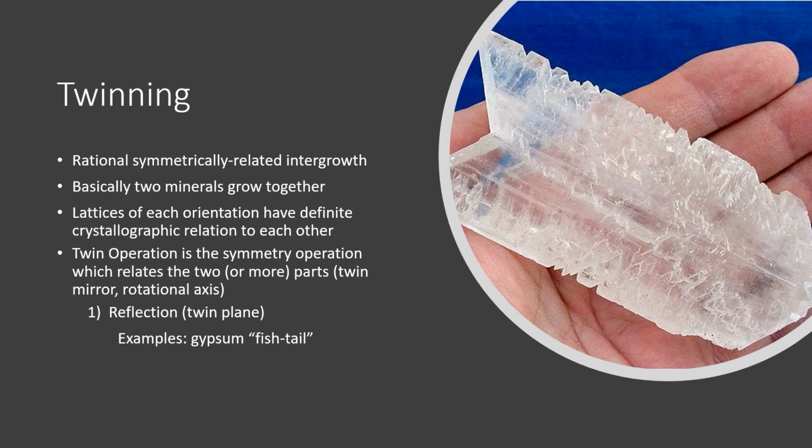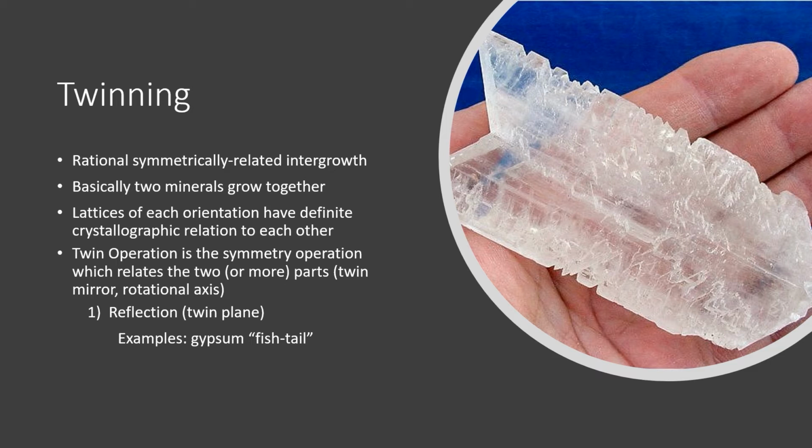Twinning is interesting. Twinning is pretty cool. Rational, symmetrically related intergrowth. That's what twinning is. Basically, it's two mineral crystals that grow together. Okay, so it'll be of the same mineral. So lattices of each orientation have definite crystallographic relation to each other, meaning that it will form in symmetry. So the twin operation is the symmetry operation which relates to two or more parts, like a mirror or rotated.